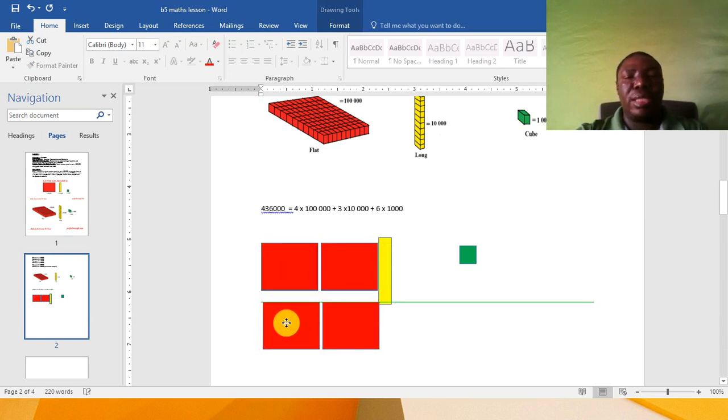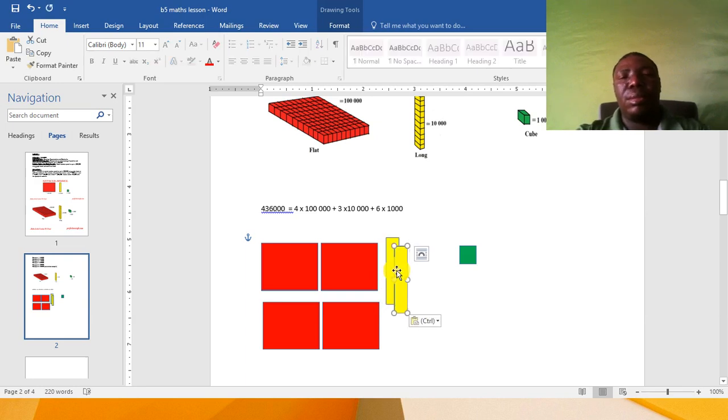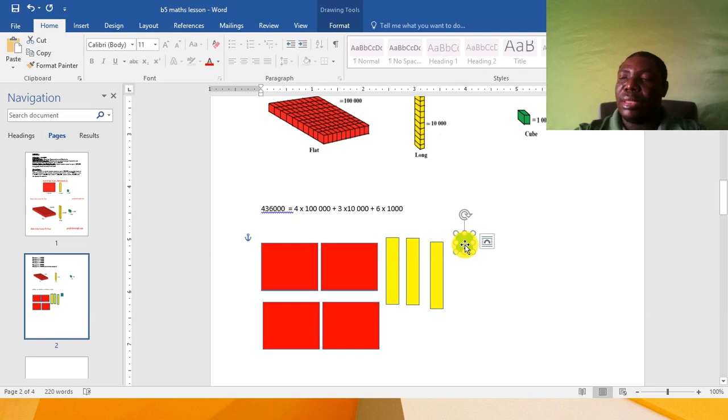So 4 of that. Then we have 3 of this one. This is 3. That's 2 here. Then 3. So if you are drawing very simple as that, then you have what? You look at 6. Take 6 of this one. 6 of that. 6 of that.